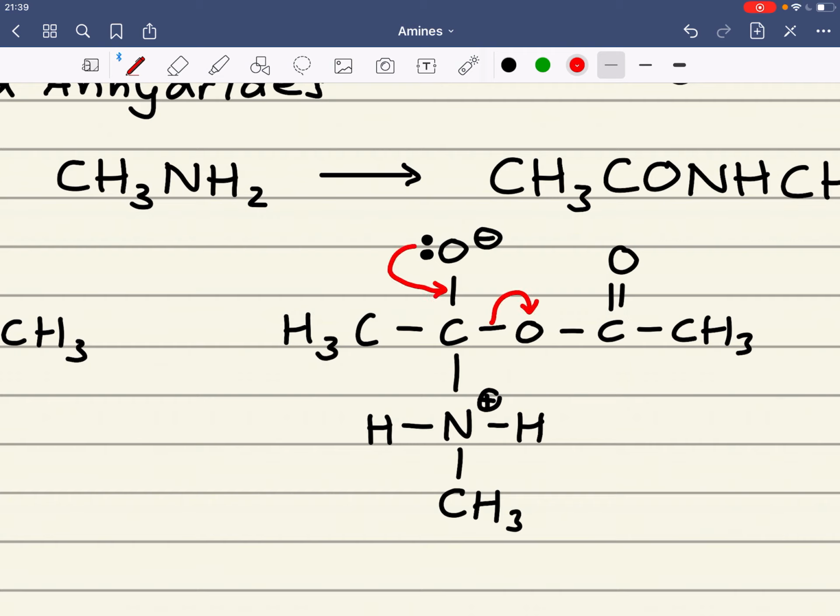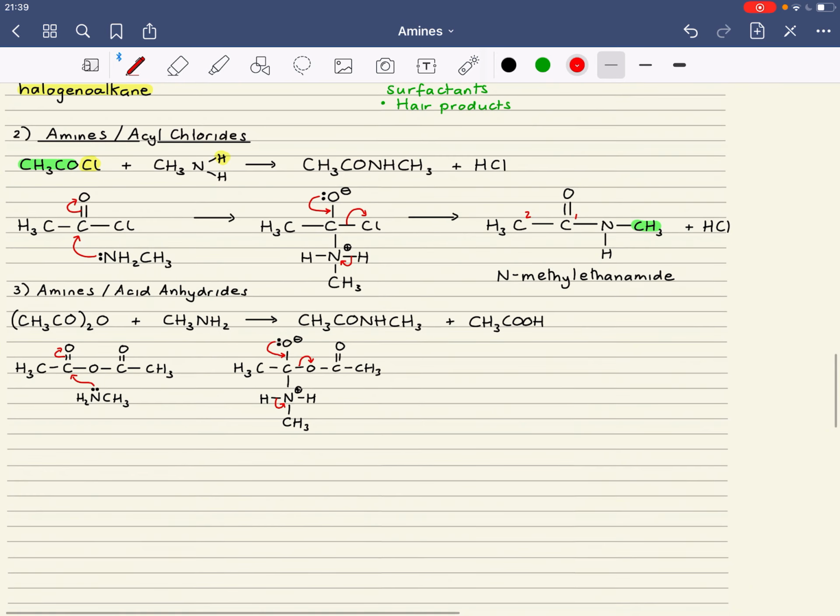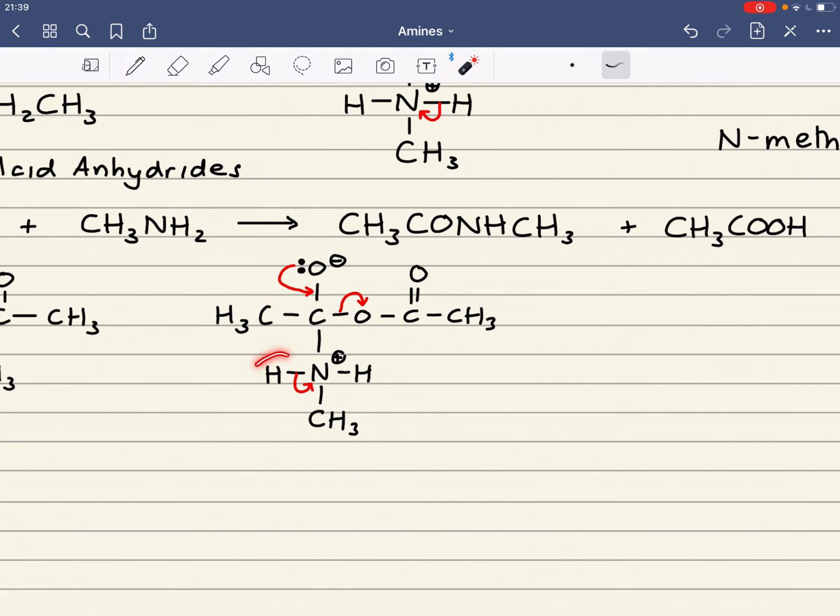And again, this is what happens, and we get exactly the same product formed. We get this N-methylethanamide, but this hydrogen here will tag on with this bit here to form the ethanoic acid. So the ethanoic acid comes from here, and the N-methylethanamide is there in yellow.